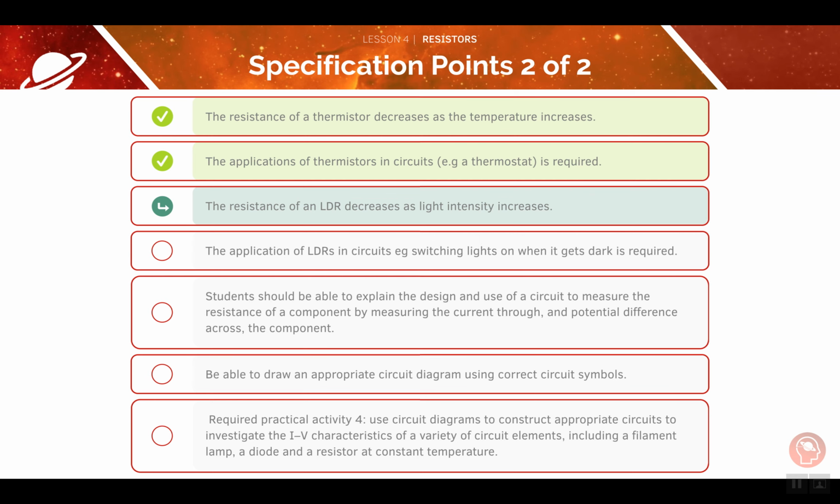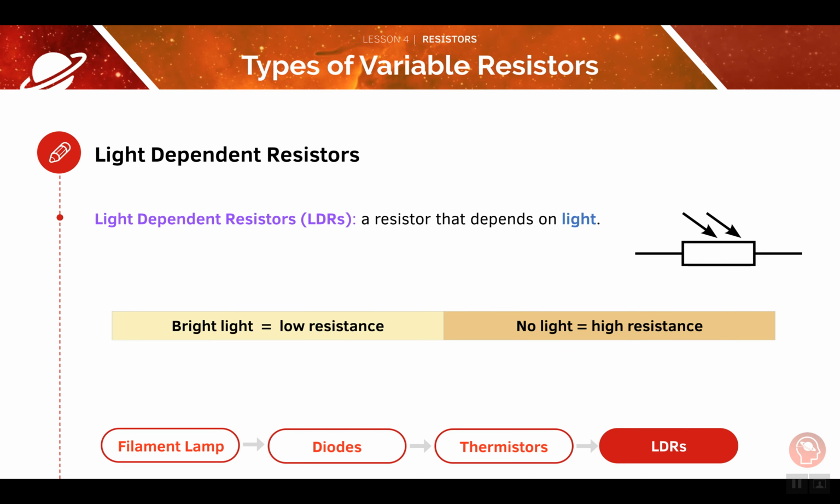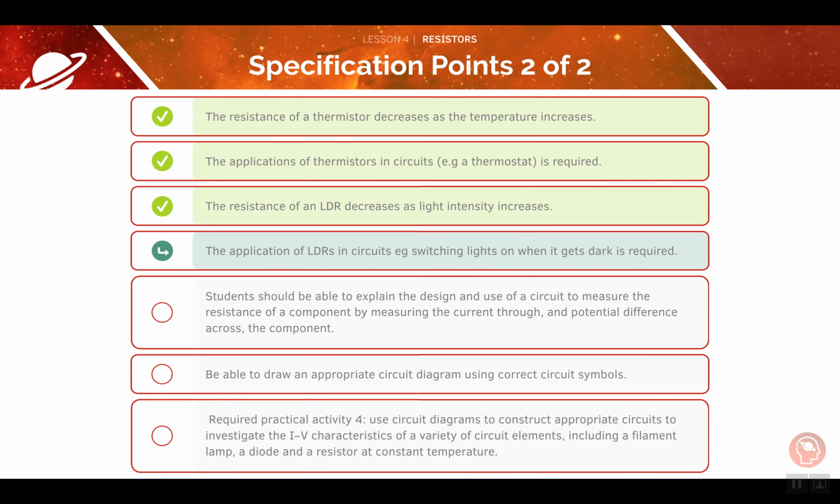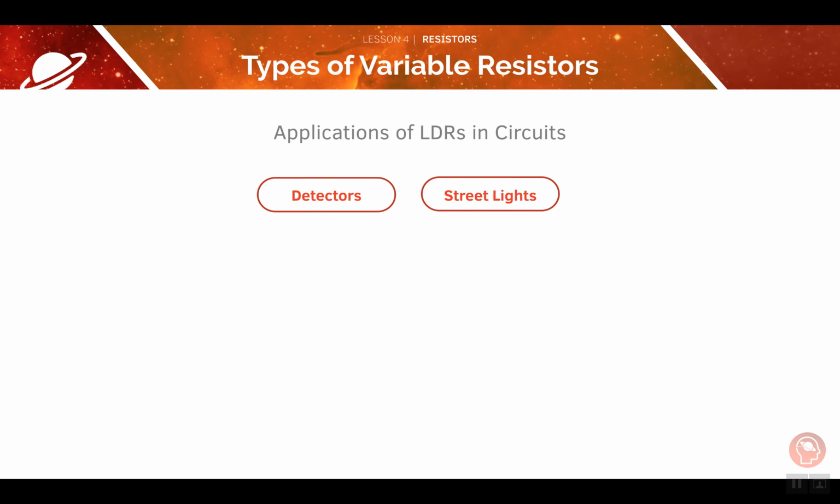Our next specification point is to look at the resistance of an LDR. Light-dependent resistors are often called LDRs. Similar to how a thermistor depends on temperature, an LDR will depend on light. Again, we will look at some applications of these in circuits. There are several applications of LDRs, including detectors and streetlights.